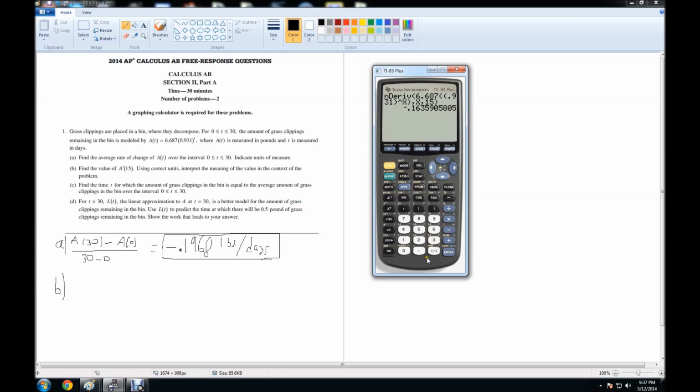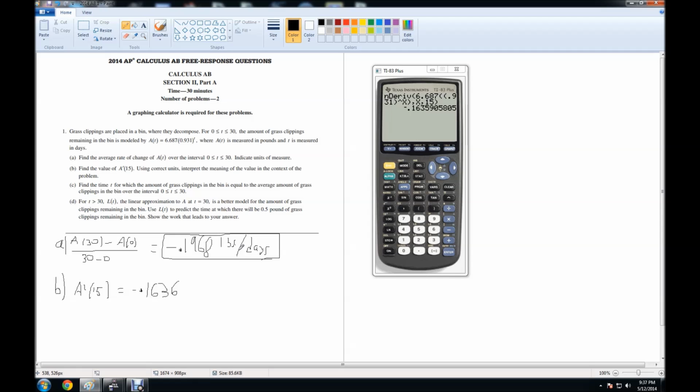And we get an answer of negative 0.1636. So for B, A'(15) is equal to negative 0.1636.